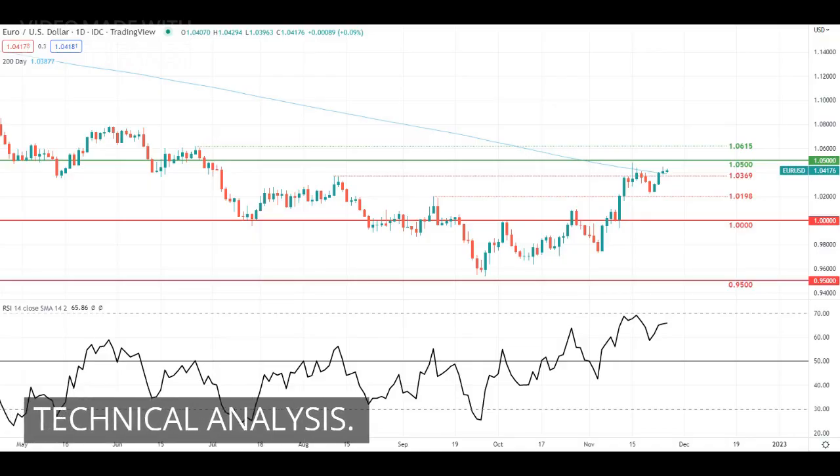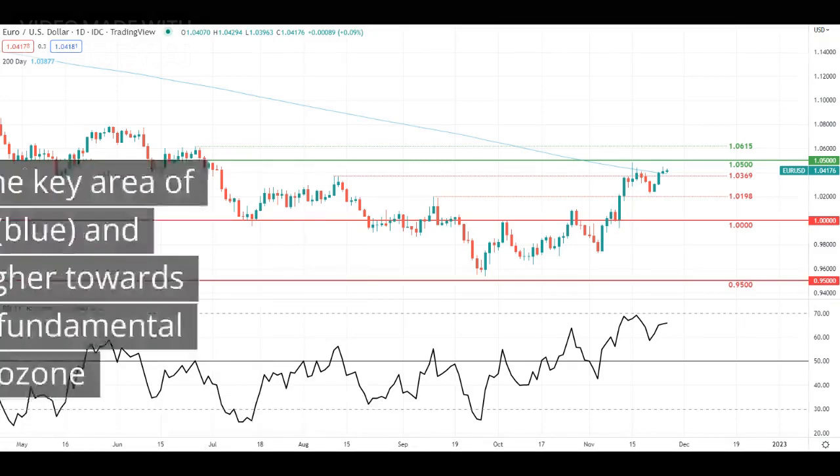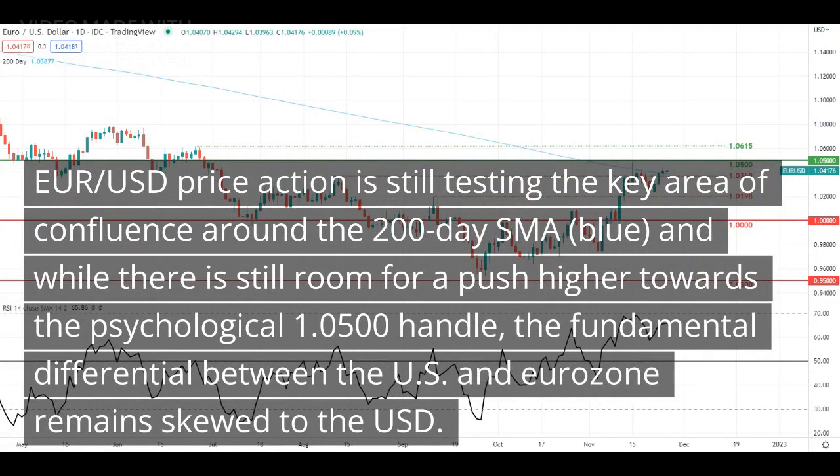Technical analysis. Euro to US dollar daily chart. Euro to US dollar price action is still testing the key area of confluence around the 200-day SMA, blue, and while there is still room for a push higher towards the psychological 1.0500 handle, the fundamental differential between the US and Eurozone remains skewed to the USD.